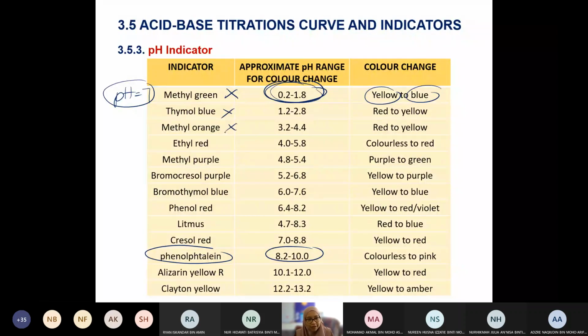Okay, bukan nampak indikator dia pakai. No, you kena identify juga. And then one more thing, you kena consider pKa is equal to pH at equivalent point. Satu lagi, you kena make sure dia dalam range.